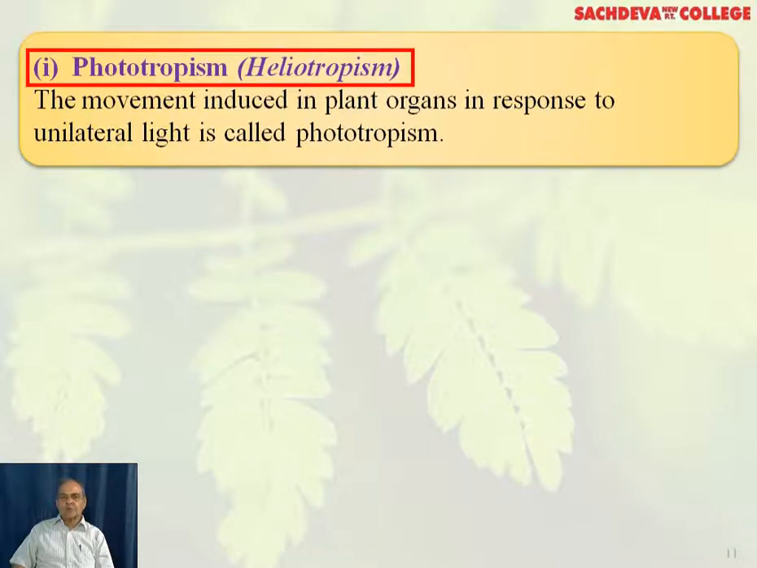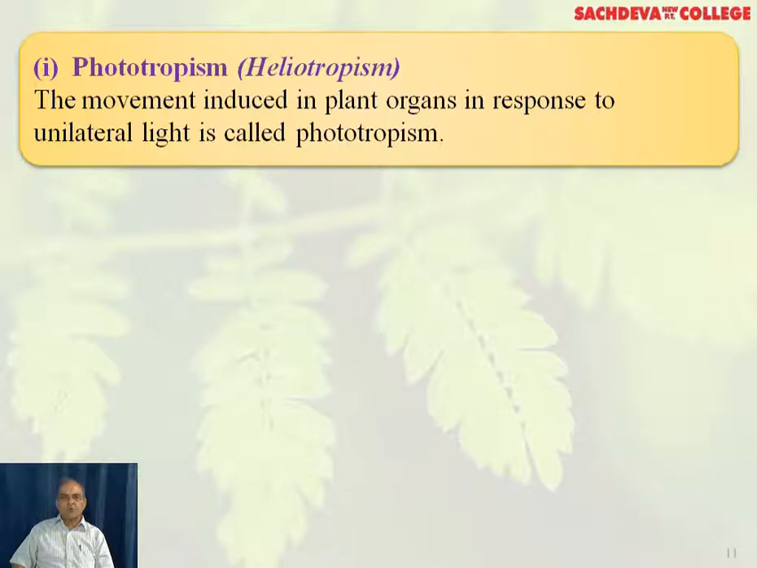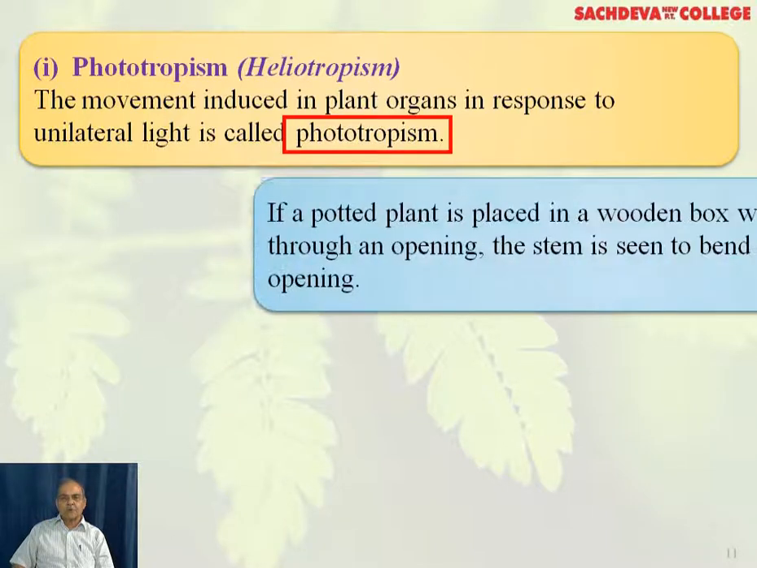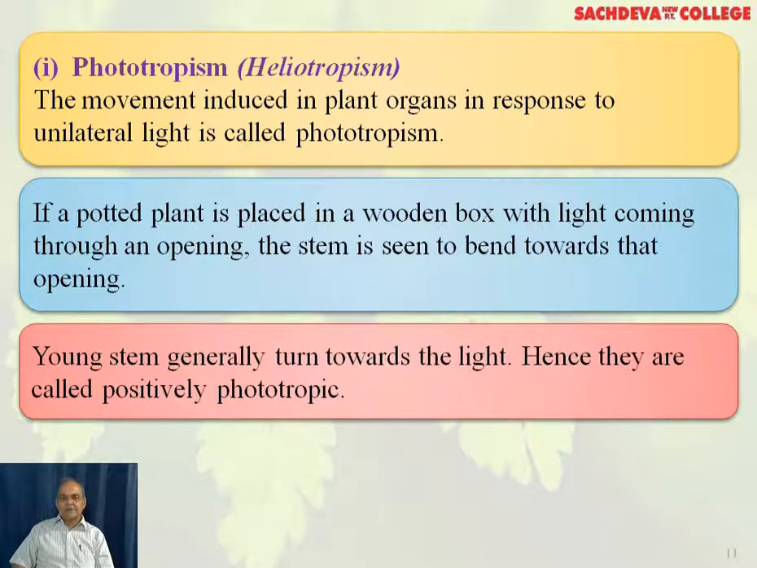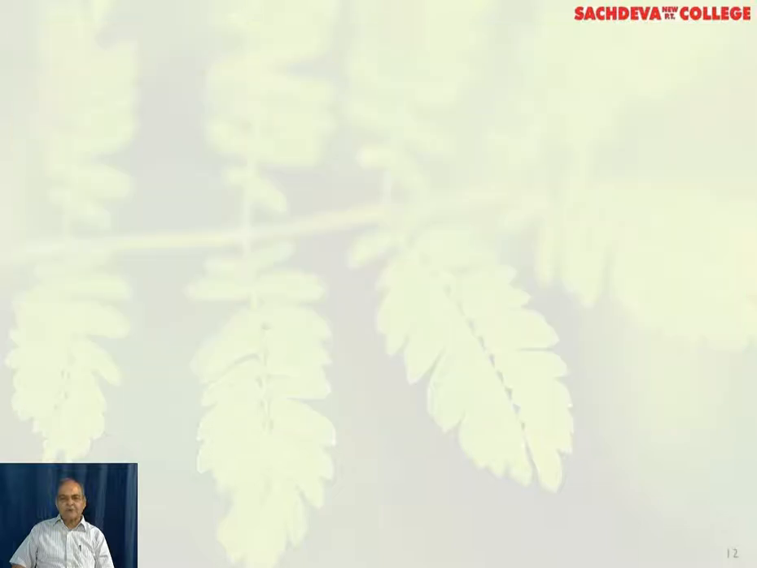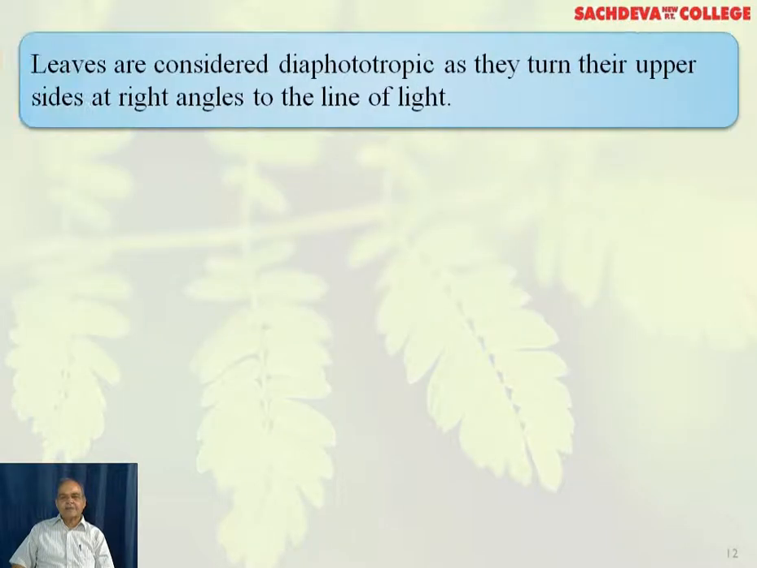Phototropism, also called heliotropism. The movement induced in plant organs in response to unilateral light is called phototropism. If a potted plant is placed in a wooden box with light coming through an opening, the stem is seen to bend towards that opening. Young stems generally turn towards the light, hence they are called positively phototropic. Leaves are considered diaphototropic as they turn their upper sides at right angles to the line of light.